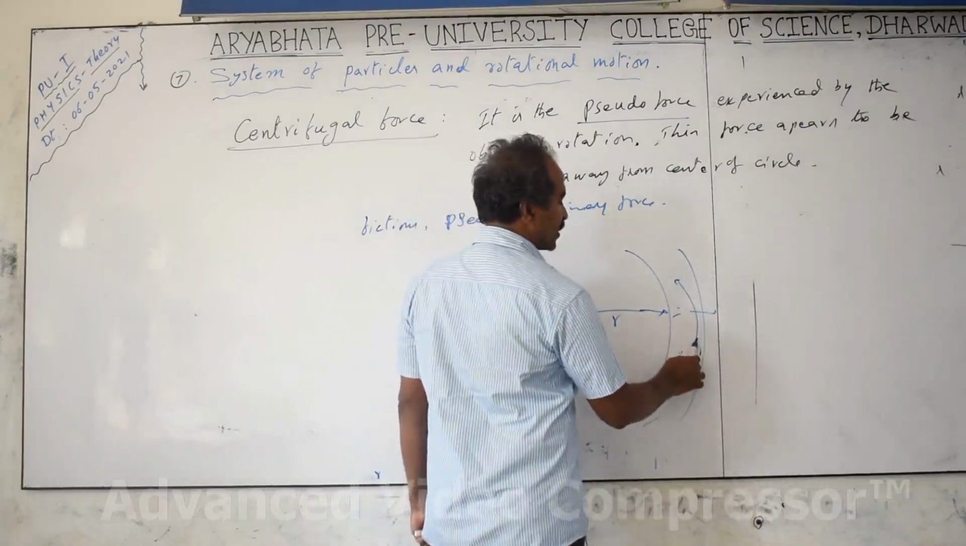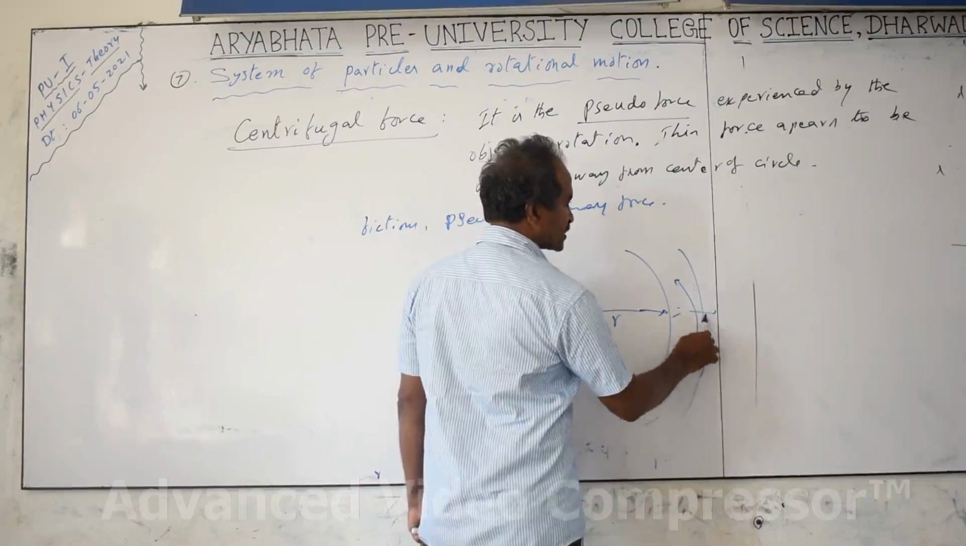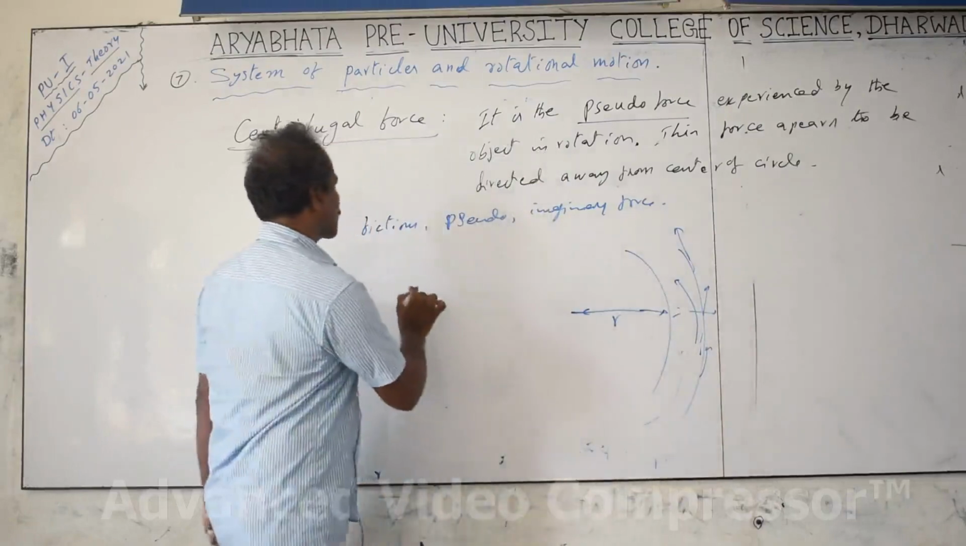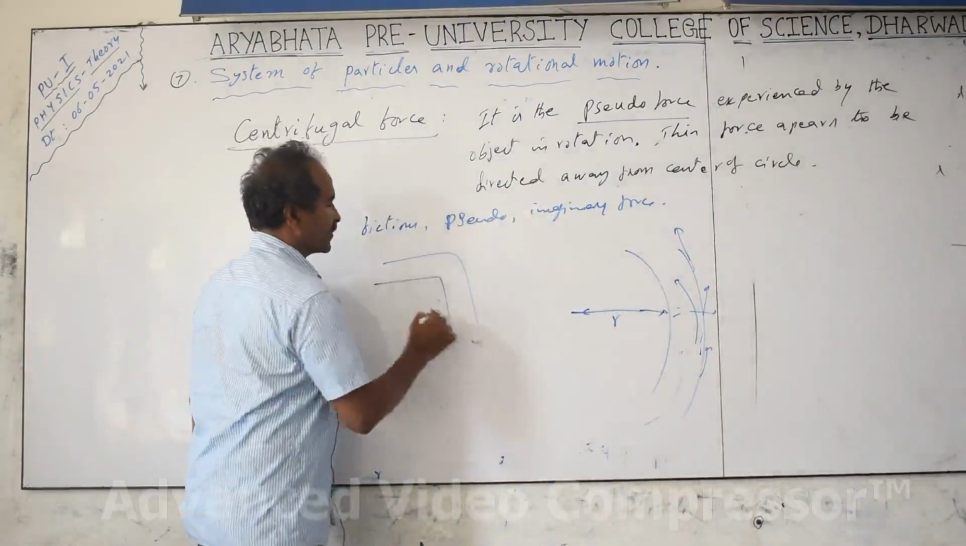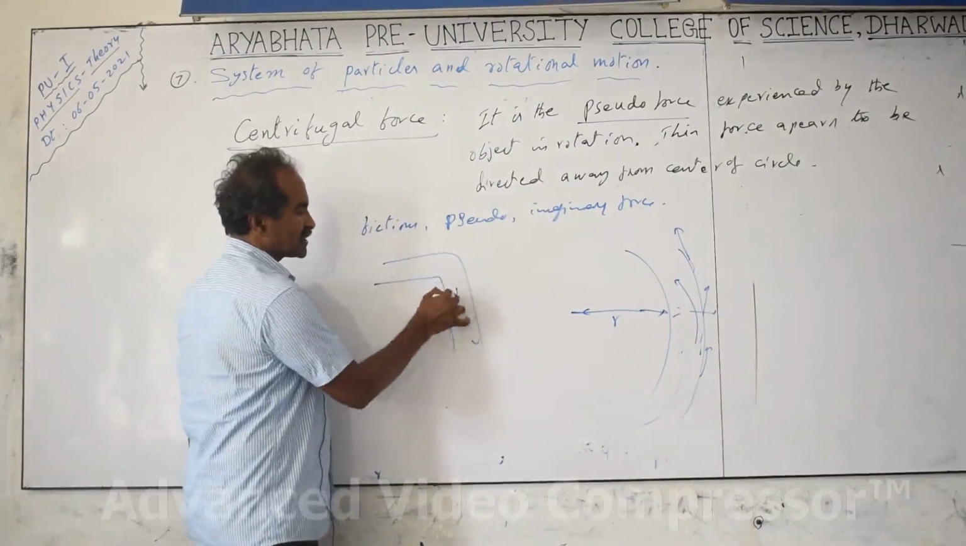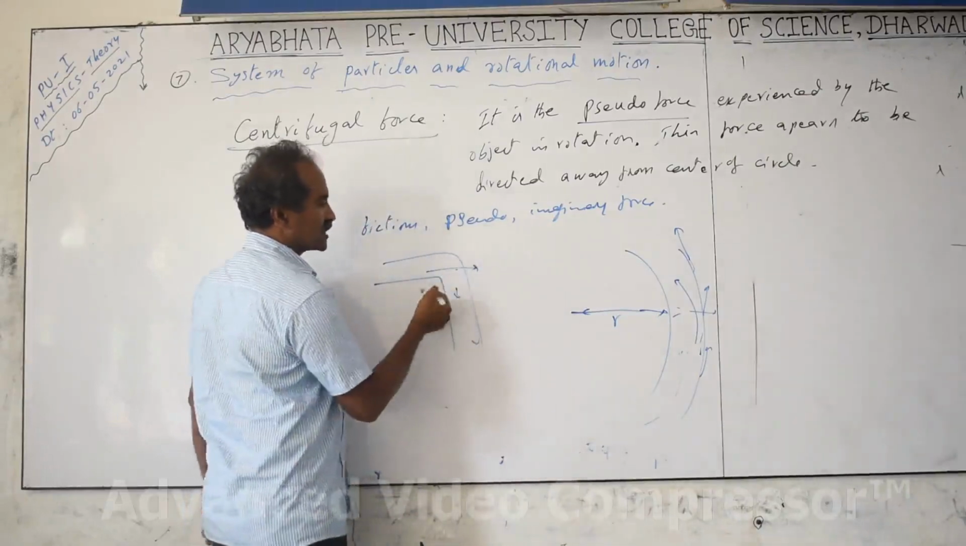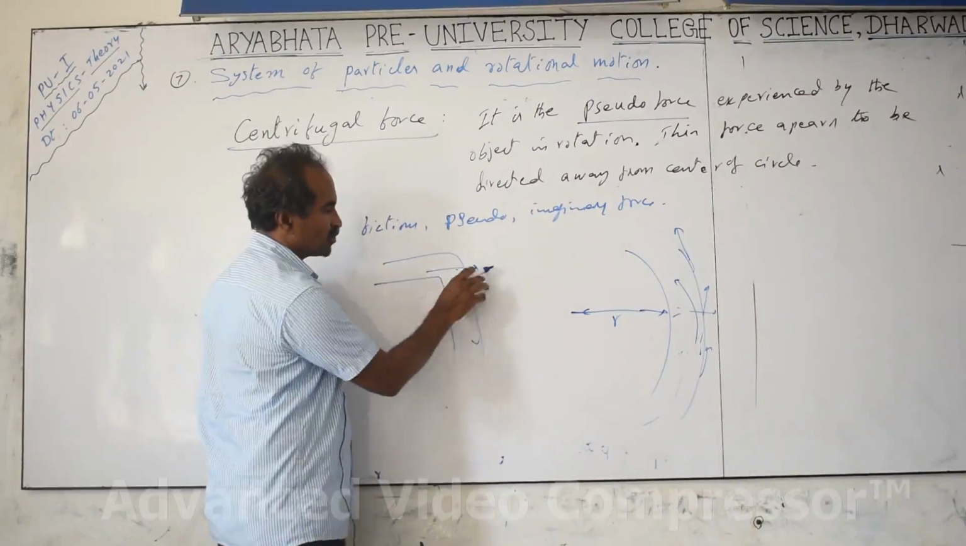The result is that you are trying to go along the tangent to the path. Along the tangent at the instant, whatever the path is there, you will try to go in that direction. So if the bus is going straight and suddenly turns to the right side, the bus turned, but your body is trying to go in the previous direction. The previous direction is towards the left side.